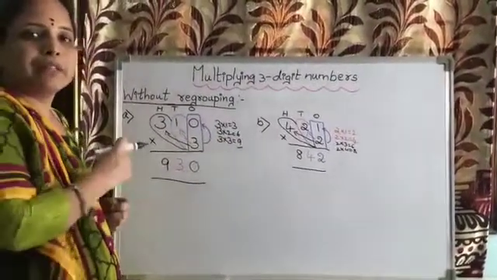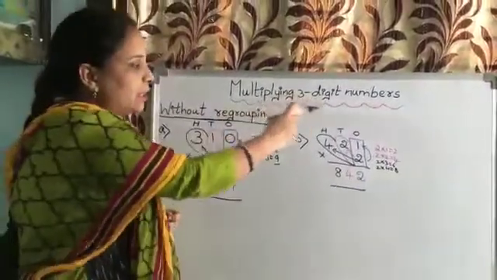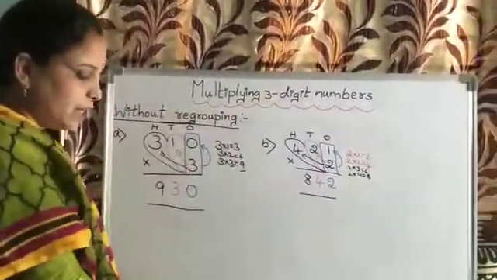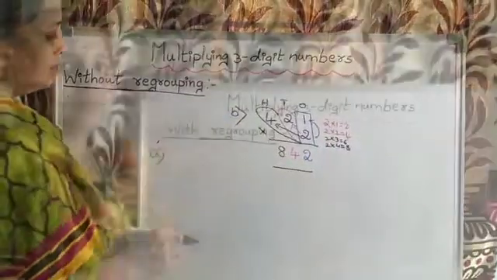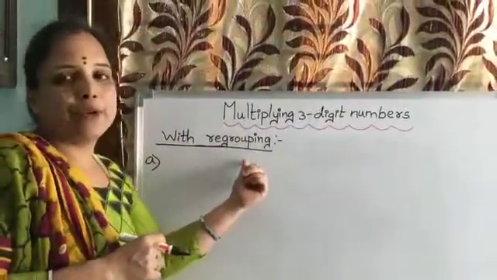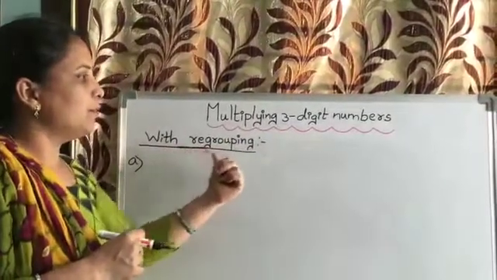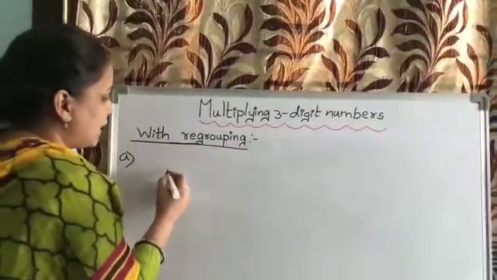Okay, children. Now we will see multiplying 3-digit number with regrouping. Shall we see now? Yes. Now we will see with regrouping. Multiplying 3-digit number with regrouping. I will take one example, children.